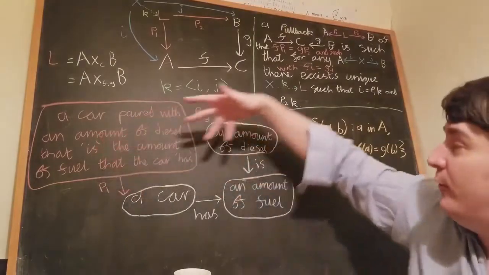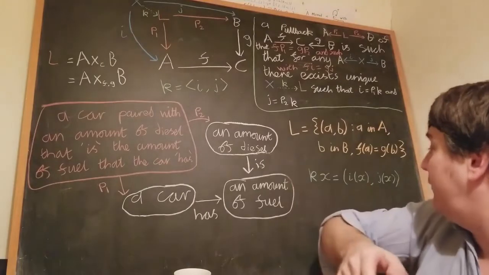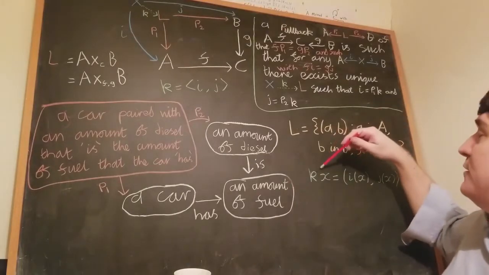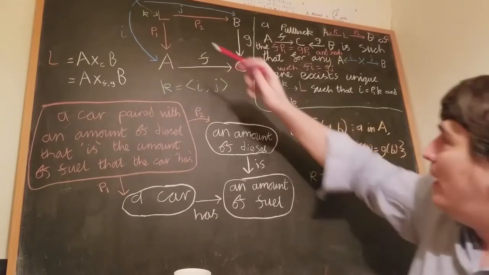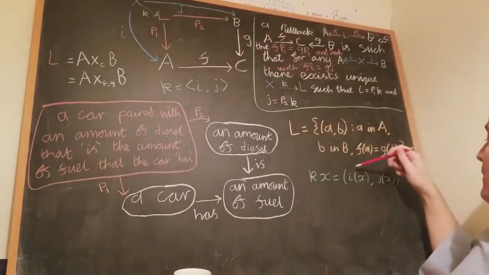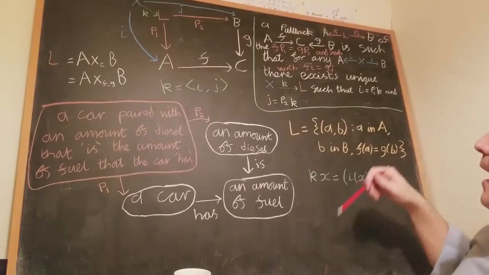So this is a rough sketch of how pullbacks work in the category of sets. And this intermediary arrow K works like this: it sends an element of X to I after that element, comma J after that element.